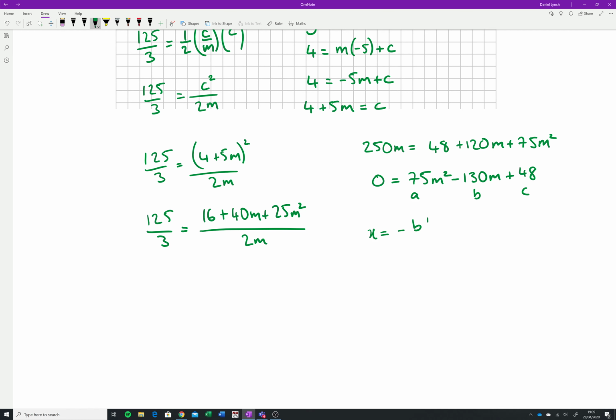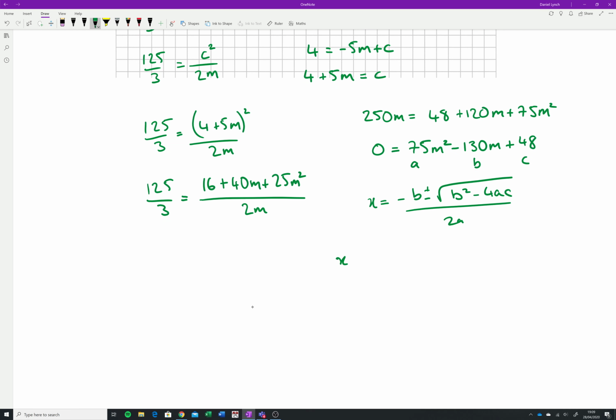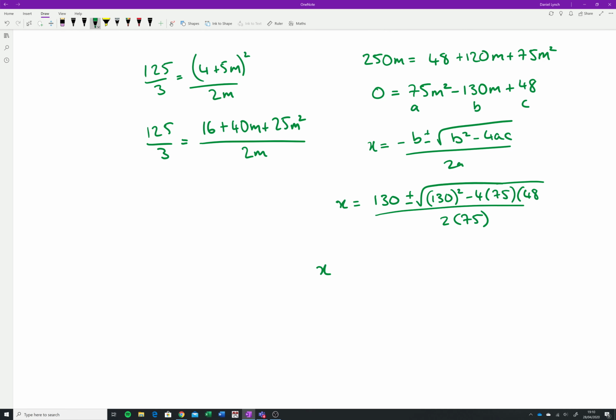x is equal to minus b plus or minus the square root of b squared minus 4ac all over 2a. So we get x is equal to 130, because it's minus b, plus or minus the square root of 130 squared minus 4 times a, which is 75, times c, which is 48, all over 2a, that's 2 times 75. Yikes. So it's not really x equals, it's m equals in this case. I wonder, is this going to be a nice number or not?